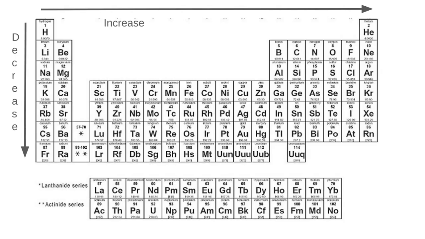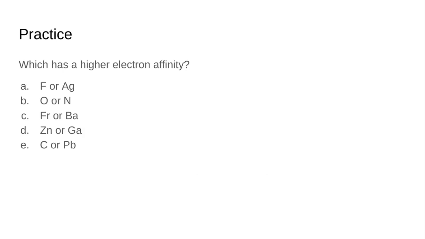Oxygen or neon. So we have oxygen here, neon here. Once again, we remember that these noble gases cannot have electron affinity because they already have 8 valence electrons, or a full outer shell. So that means oxygen would have the higher electron affinity.